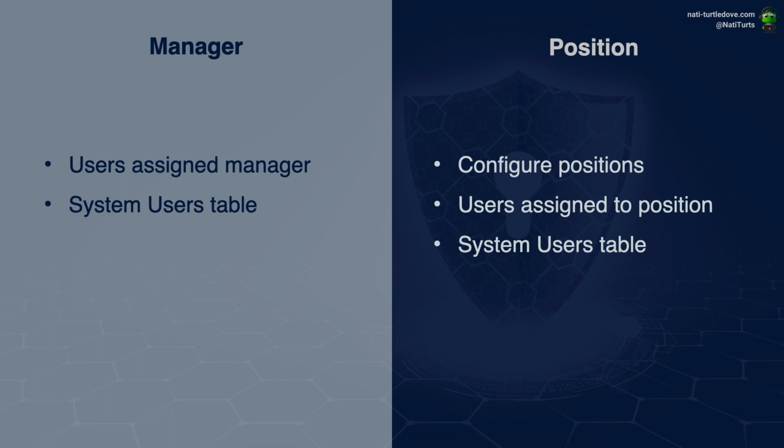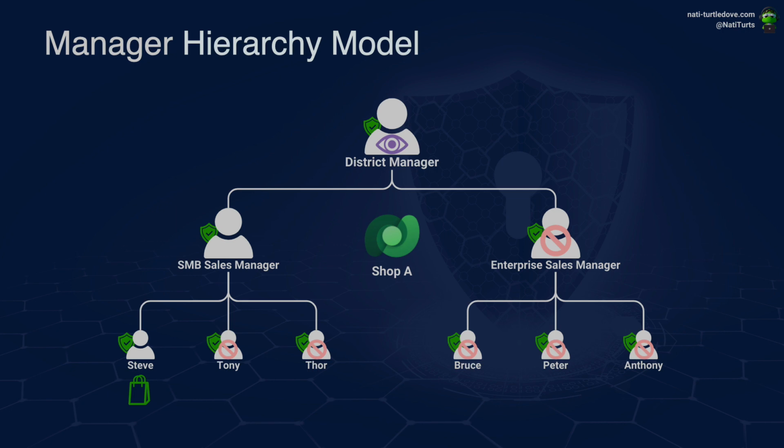Once you've configured that in the positions table within the hierarchy model, similar to the manager one, you've got a positions field on the system user table as well. So you'll be able to define then what position a user will have, and that will ultimately build your hierarchy as well. So if we were to consider the manager hierarchy model, as we've discussed, we'd say Steve reports to the SMB sales manager, and the SMB sales manager reports to the district manager.